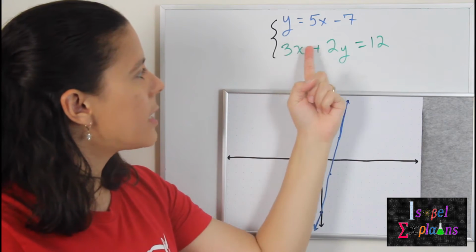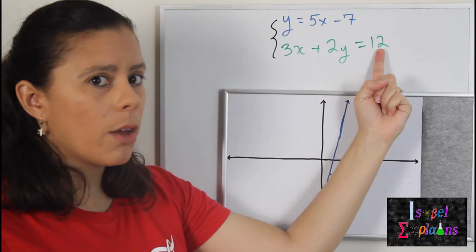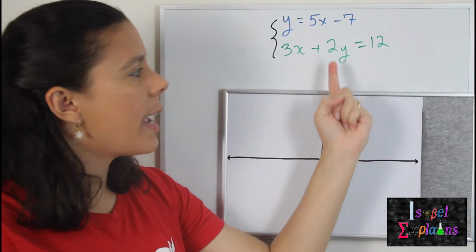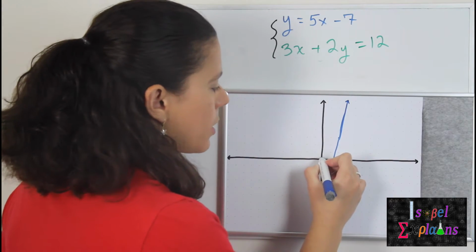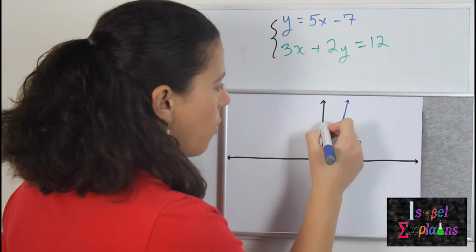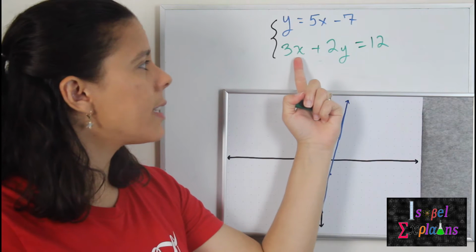So if I make the x equal to 0, this goes away. So I have 2y equals 12, which means that y is going to have to be equal to 6. So I'm going to put the y-intercept here, 1, 2, 3, 4, 5, 6. And then we find the x-intercept.